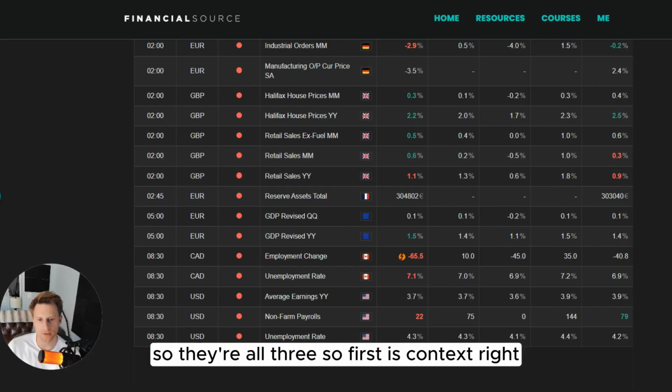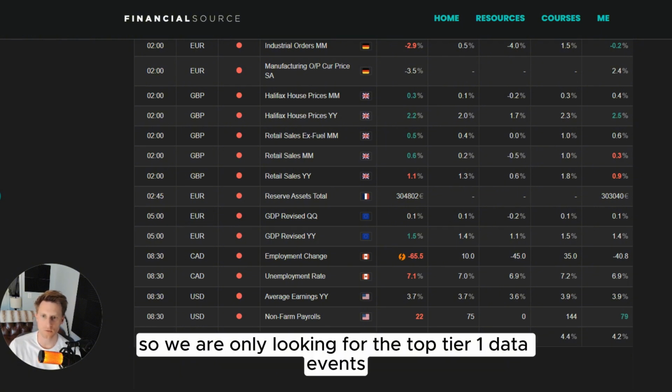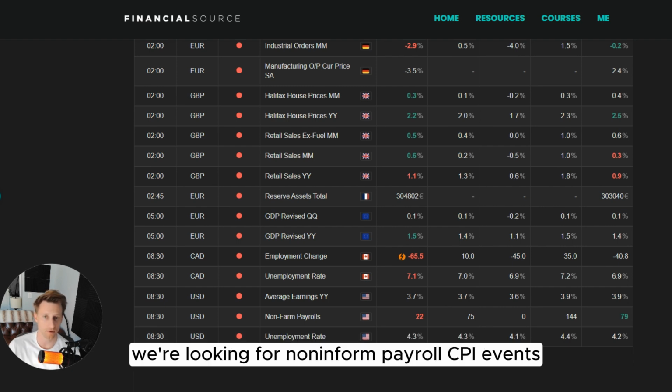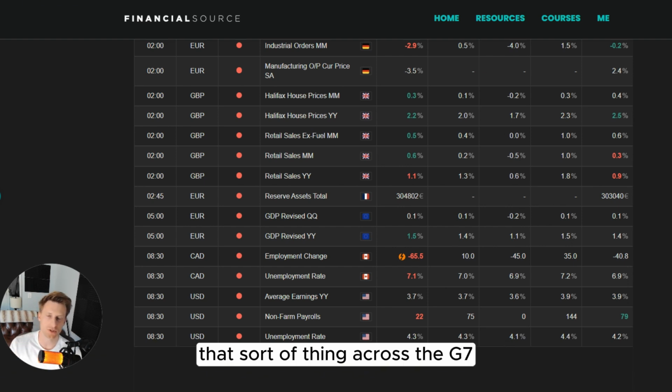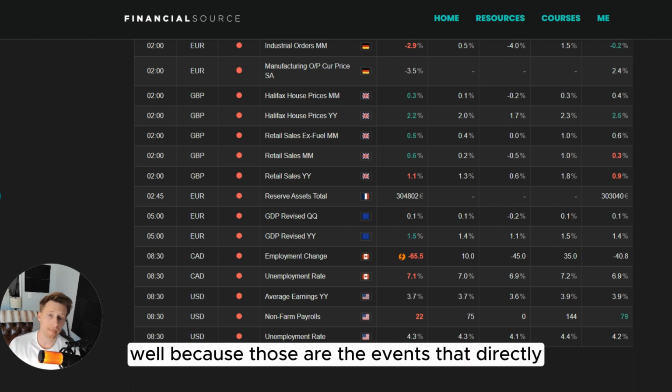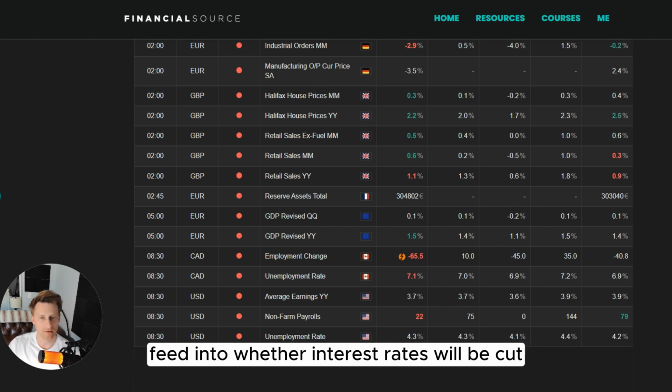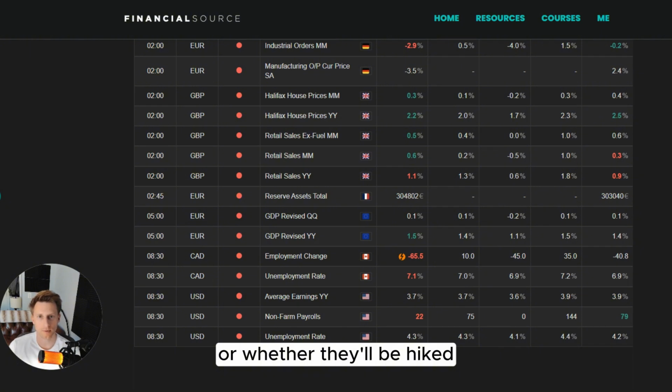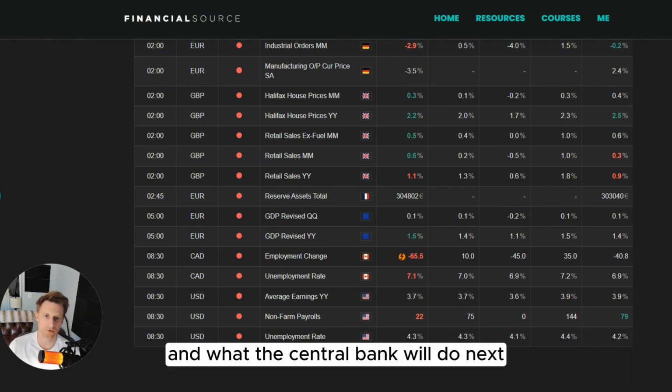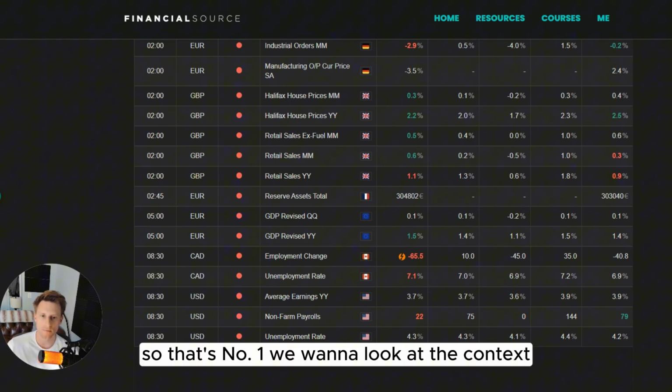So they're all three. So first is context, right? So this is a news scalping strategy. So we are only looking for the top tier one data events. We're looking for non-farm payroll, CPI events, any employment, any inflation, PCE, that sort of thing across the G7, the G8. Why? Well, because those are the events that directly feed into whether interest rates will be cut or whether they'll be hiked, and what the central bank will do next. So those are all the most important ones. So that's number one. We want to look at the context.